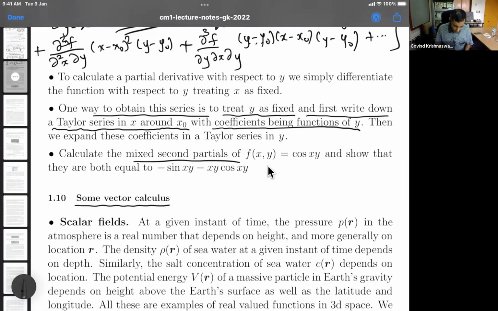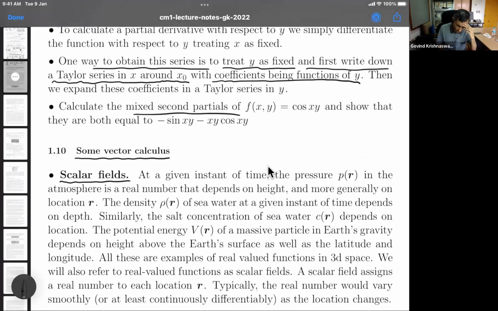Before that, I need to talk about scalar fields. What do we physically understand by these things? Suppose we look at a given instant of time, and I consider the pressure in the atmosphere, say the atmosphere above Chennai. The pressure is a real number that depends on height and more generally on the location. So the pressure is a function of location. It varies from place to place.